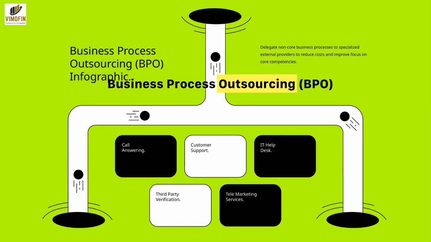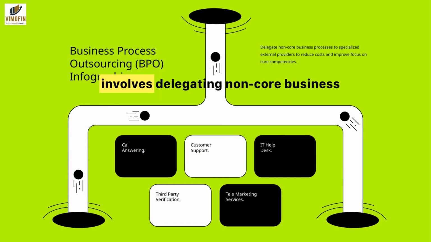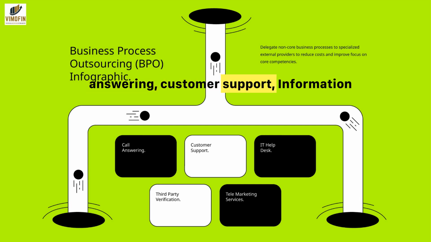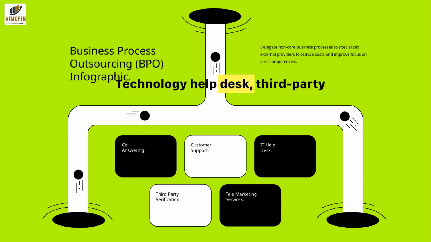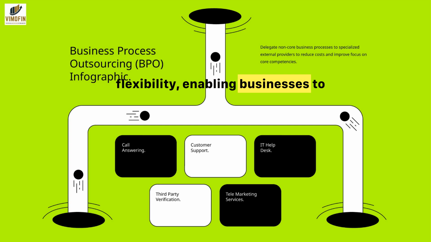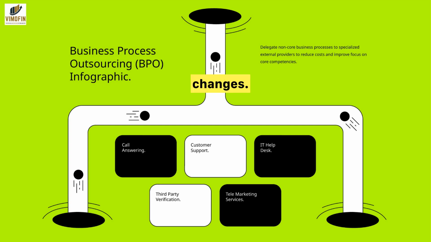Business process outsourcing, BPO, involves delegating non-core business functions to specialized external providers. This strategy helps reduce costs and allows companies to focus on core competencies. Key services include call answering, customer support, information technology help desk, third-party verification, and telemarketing. BPO enhances efficiency and flexibility, enabling businesses to adapt swiftly to market changes.